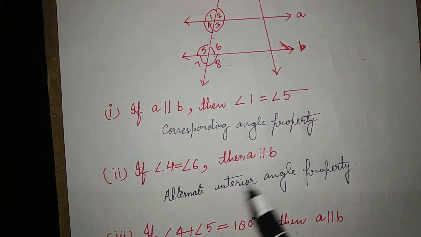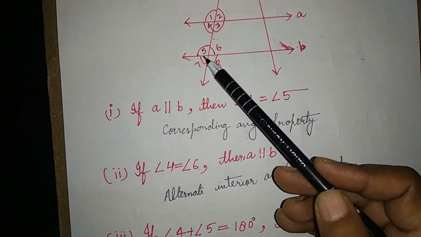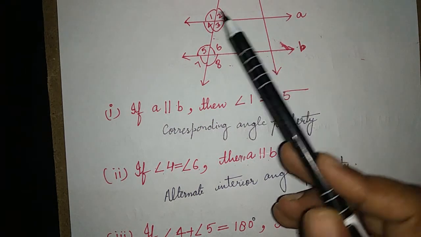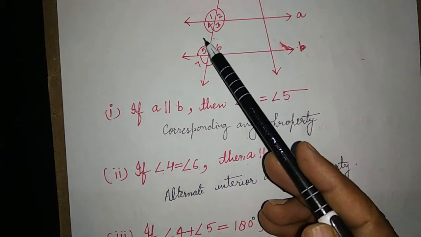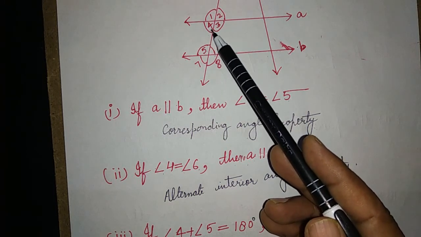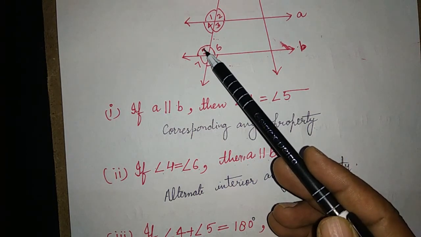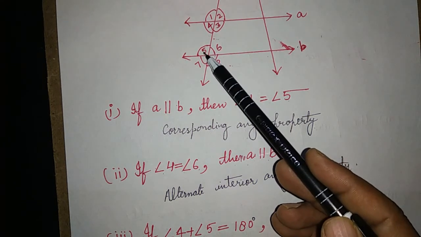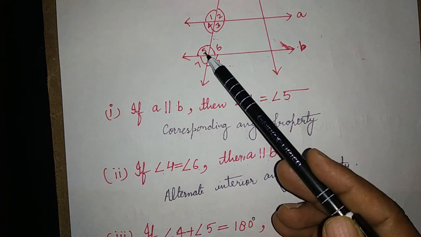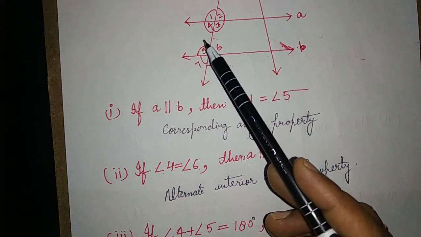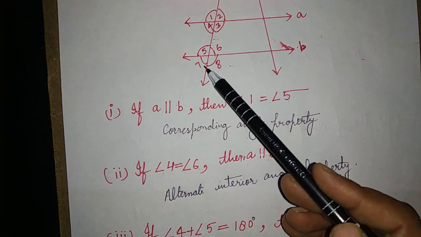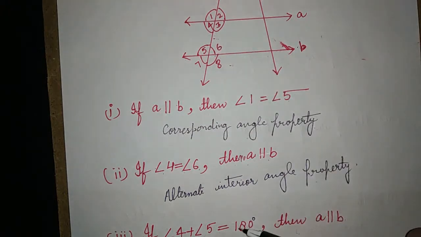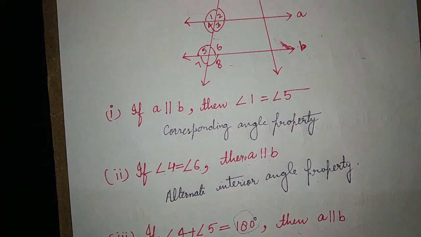So, which property can you see? Angle 4 and angle 5 are both on the same side of the transversal line. And on the same side of the transversal line, they are forming co-interior angles. The sum of co-interior angles is always 180 degrees. So here we will write: interior angles on the same side of the transversal line are supplementary, because their sum is coming 180 degrees. So, for the third part, what do we have to write?